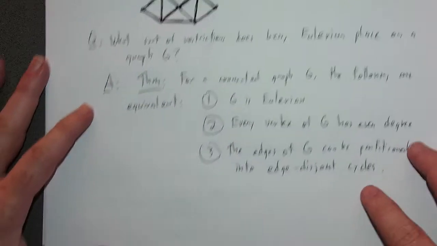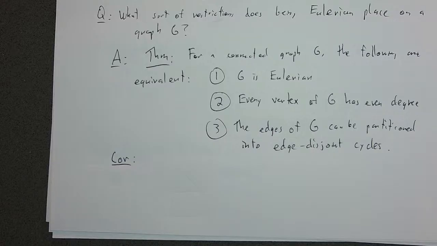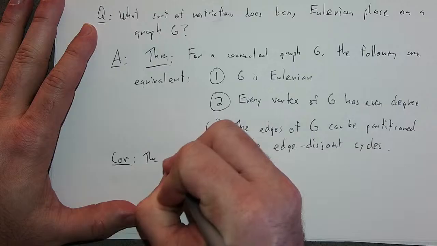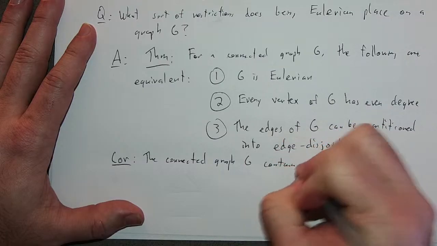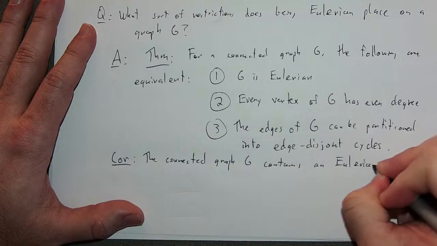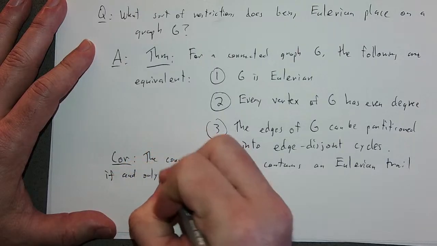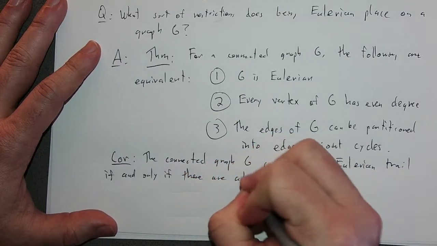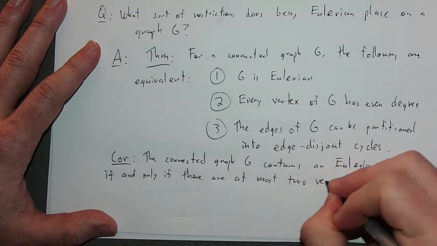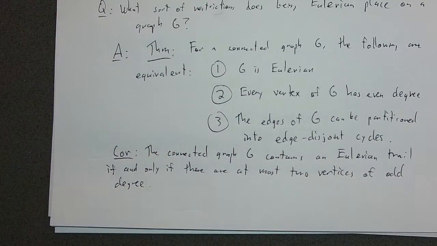Well, it turns out this theorem can apply to answer this question, and there is the following corollary of this theorem, which says that the connected graph G contains an Eulerian trail if and only if there are at most two vertices of odd degree. This is the only thing that's allowed.